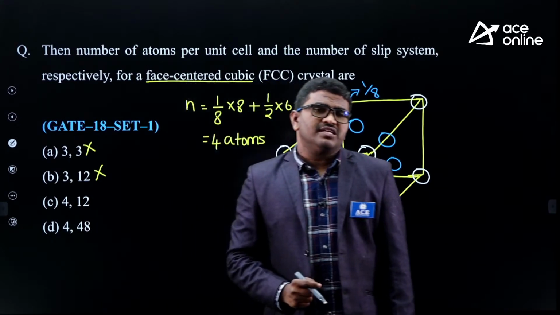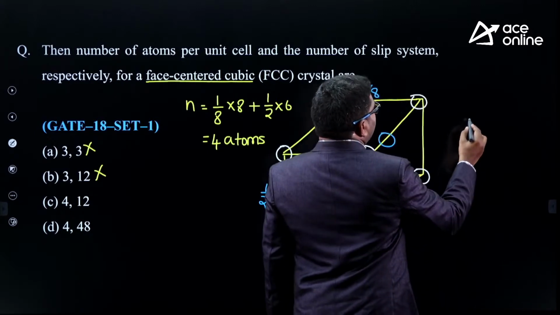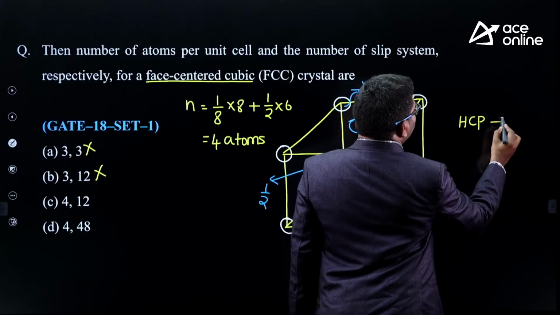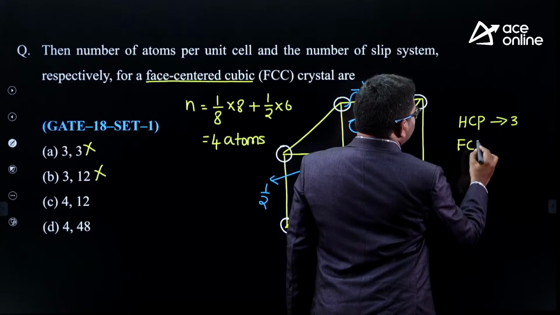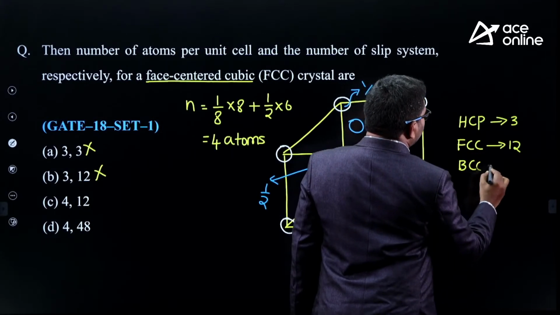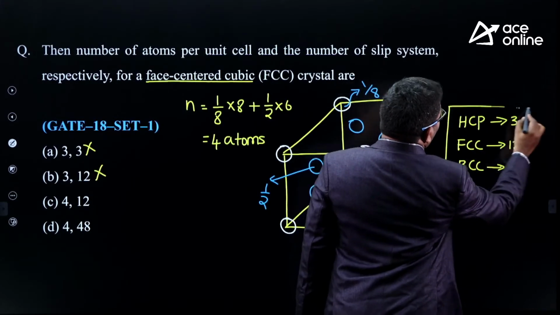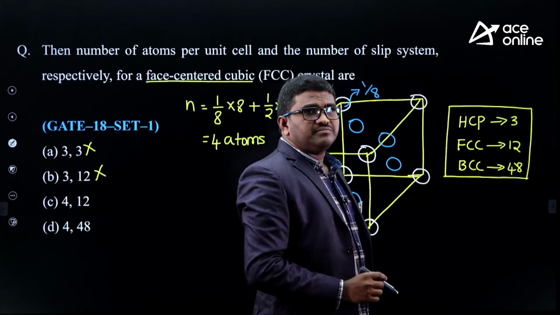But if we consider the number of active slip systems, the number of active slip systems of a HCP structure is only 3, for FCC structure the number of active slip systems is 12, and for BCC structure the number of active slip systems is 48. This is actually based on the family of planes and family of directions you'll get.